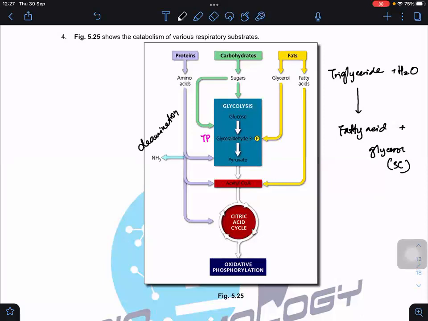So the remaining keto acids can be converted to pyruvate or converted into intermediates. Some of them can be converted to acetyl-CoA as well. But most of them, actually these two, are either converted to the intermediates of glycolysis or intermediates of the Krebs cycle.